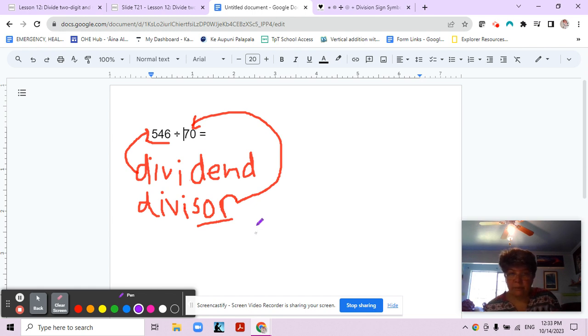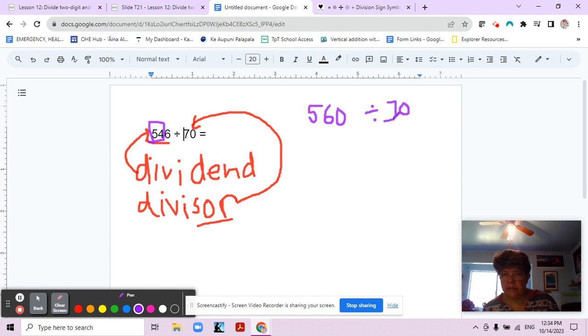Let's estimate. Okay, start with estimating. So 546 divided by 70. I always say we should start with the divisor when we're thinking about the friendly numbers. So let's think about 7. You could even look in your multiplication chart. 7 times something is close to the beginning here, 54. Okay, 7 times 8 is 56. 7 times 7 is 49. Let's go with 56.